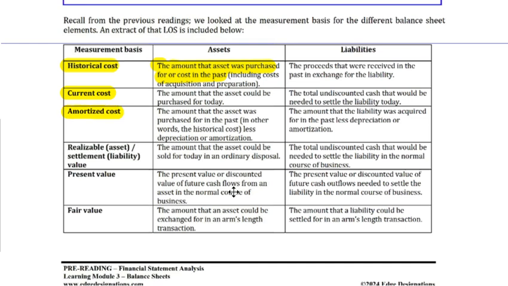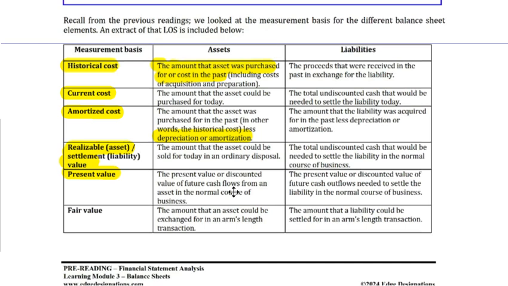Amortized cost: remember, if you buy yourself a longer term asset, what will happen to that long-term asset? Well, we would buy it today, but we would reduce its value. In other words, we would depreciate or amortize that amount over a certain period. Realizable or settlement value is the amount that it could be settled for today, both assets and liabilities, in the ordinary course of business.